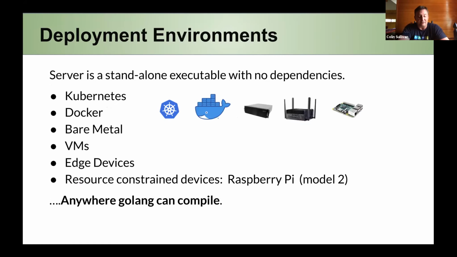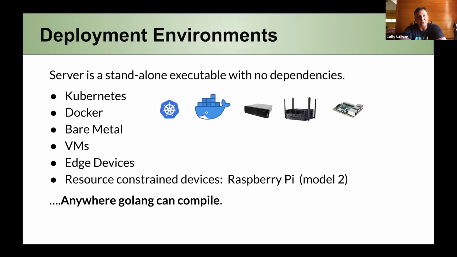We get asked a lot, where can I run NATS? So the NATS server is a standalone executable, and there's no external dependencies. Everything is all in one server. We can run in Kubernetes, we can run standalone in Docker, bare metal, VMs, we can run on edge devices, and the NATS server can also run on a very resource constrained device, Raspberry Pi 2. It can run anywhere Golang can compile.